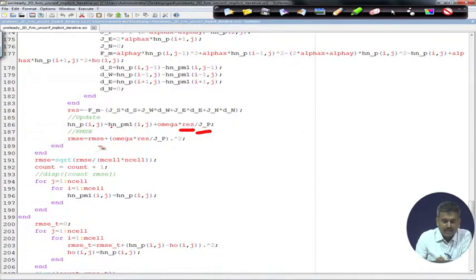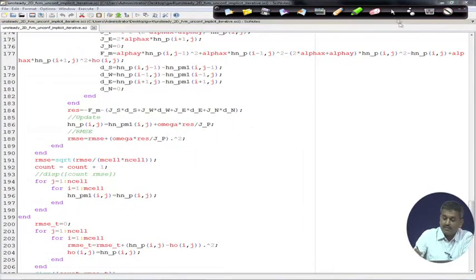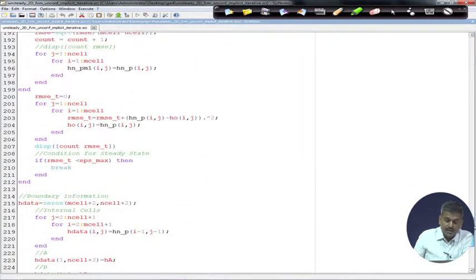We can calculate this RMSE, and again we can calculate the RMSE here, which is the final RMSE, and this is the count. Now, we need to transfer the new values to old values, and we can utilize this for the space loop. Then comes the time loop. For the time loop, this new value is the old value. This is for the steady state condition, where we need to implement this RMSE T.